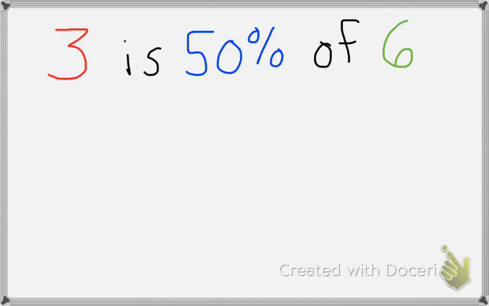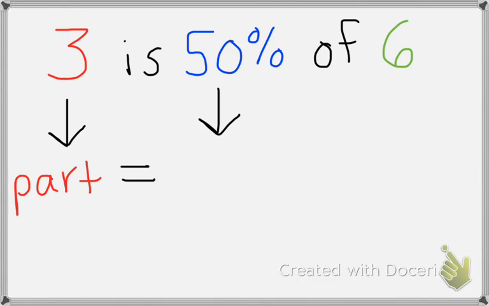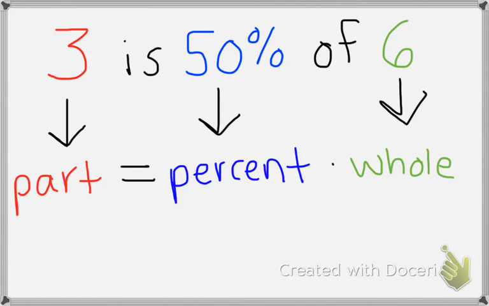So here I have 3 is 50% of 6. Okay, so 3 is, goes with the part. So 3 is the part, equals 50%. 50% is going to be the percent, times the whole of 6, right? Of goes with the whole. So 6 is going to be our whole. So remember, is goes with the part, of goes with the whole.